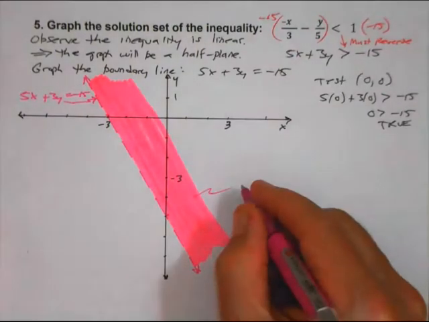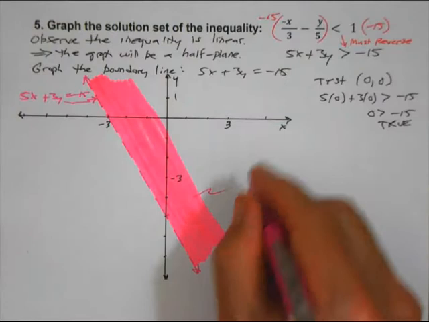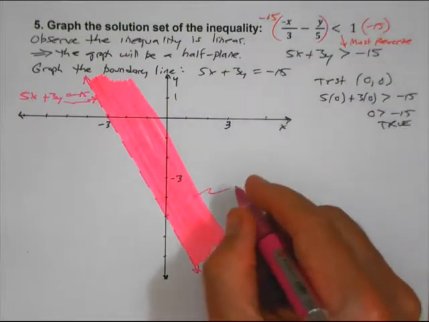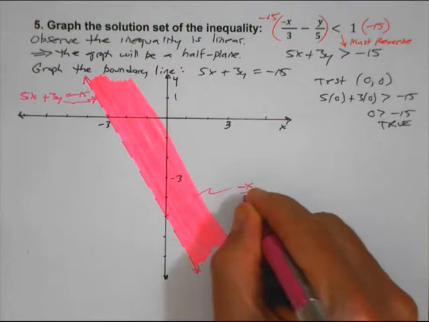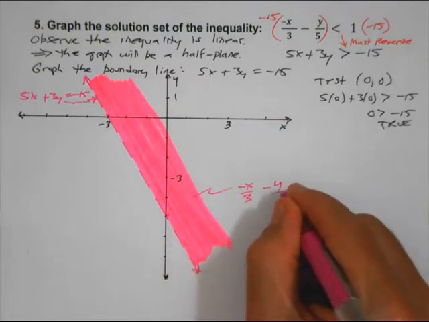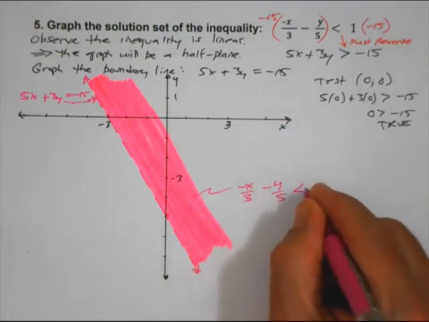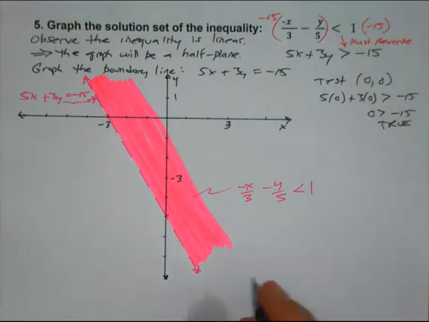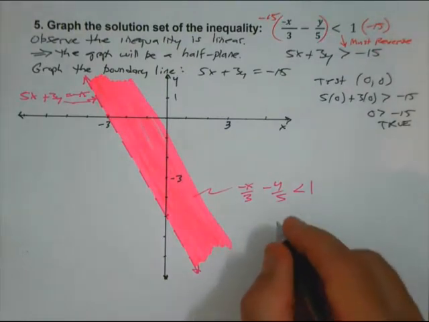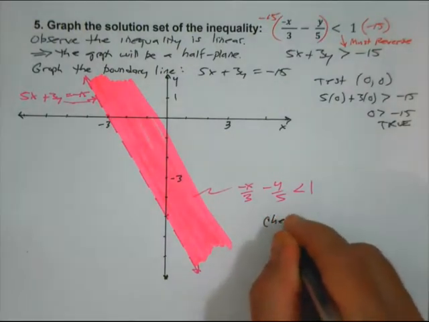We could come here. We can even use the original inequality to label this region. This is negative x over 3 minus y over 5 less than 1. Okay, now, one remaining issue. Maybe we made a mistake here somewhere. Okay, let's start a check.